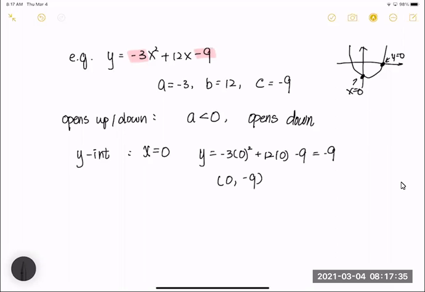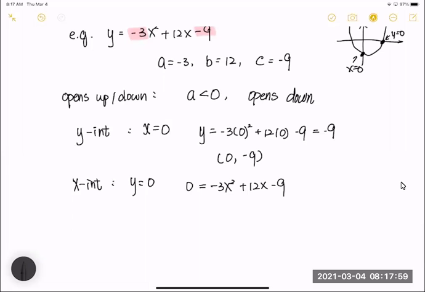Okay, now the x-intercept. The x-intercept is when y equals 0. So I have 0 equals negative 3x squared plus 12x minus 9. Again, we can solve it by factoring, completing the square, or the quadratic formula. So how do we factor this? First of all, we factor out the common factor, which is negative 3. So I have 0 equals negative 3 times x squared minus 4x plus 3, because you factor out the negative sign, so here should be a negative for the positive 12x.